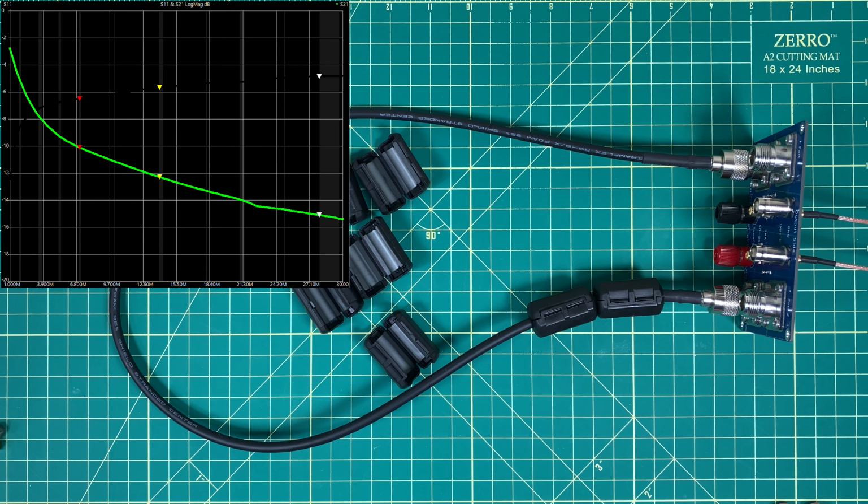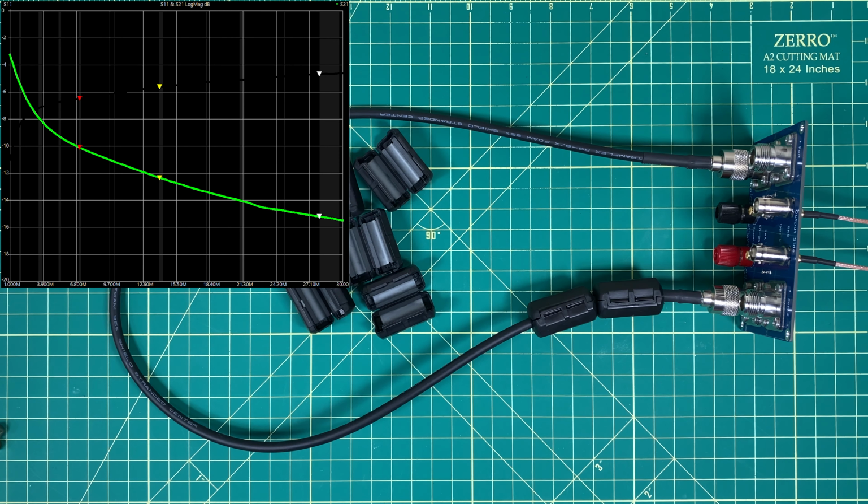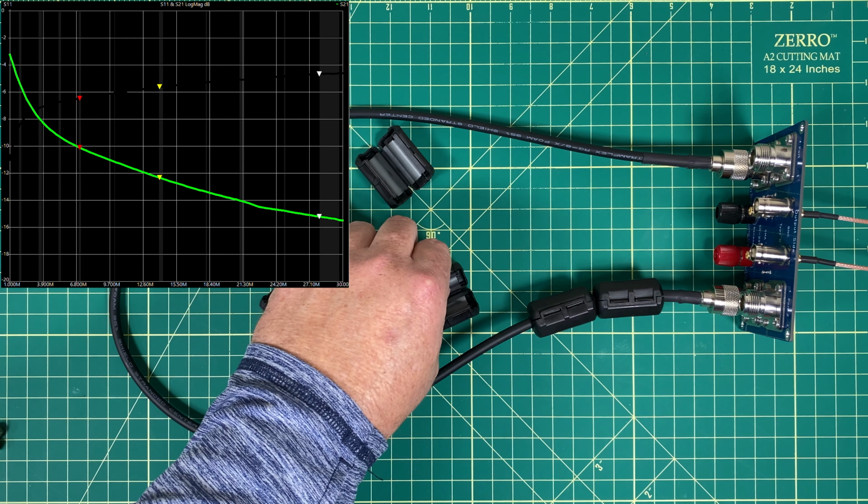Let that readjust. So adding the second ferrite bead, we're just over negative 10 dB of attenuation at the 40 meter band. We are at about 12.5 dB of attenuation at the beginning of the 20 meter band. And we are over negative 15 dB of rejection at the beginning of the 10 meter band. So definitely looking at the chart, 2 is better than 1.